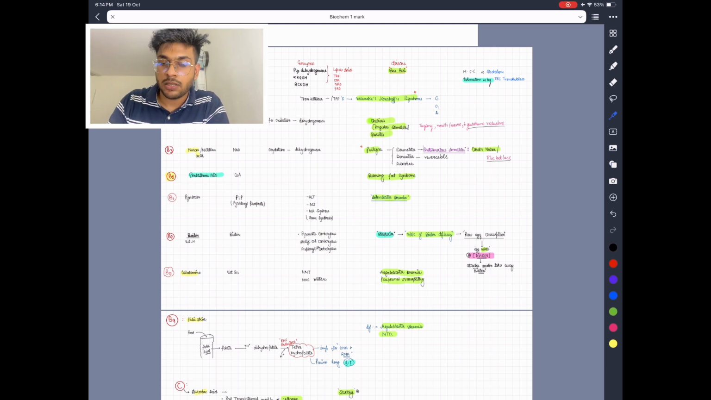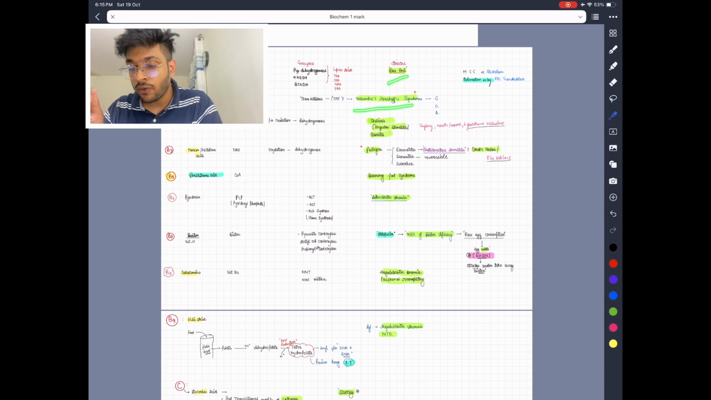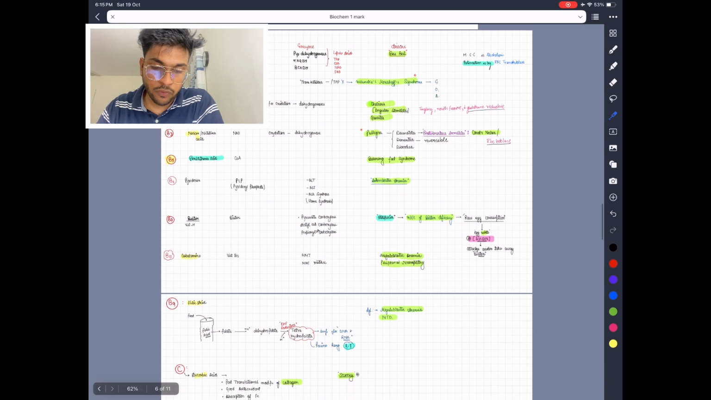So thiamine, B1, is associated with beriberi, and also with Wernicke-Korsakoff syndrome. This is associated with people who drink. The mnemonic was GOA, G for global confusion, OA, I forgot. So look into that, you will find it in your psychiatry notes, I believe. Then basically beriberi and Wernicke-Korsakoff.